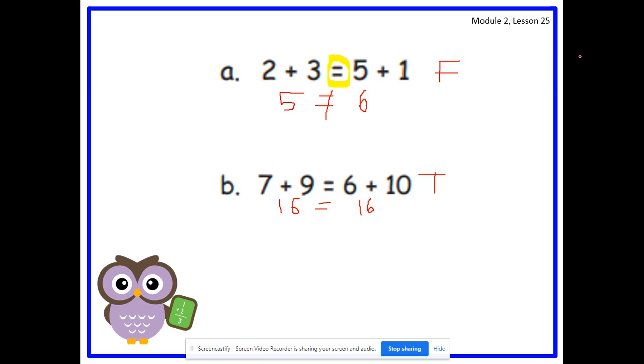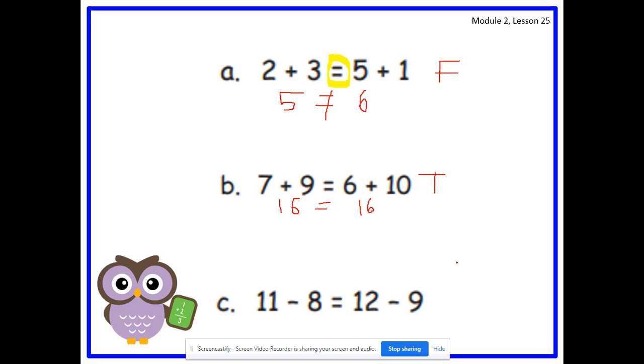Next one, you ready? You have 11 minus 8 equals 12 minus 9. Are both sides equal? True or false? Remember, you write a T if it's true or an F if it's false. Press pause and press play to check your work.